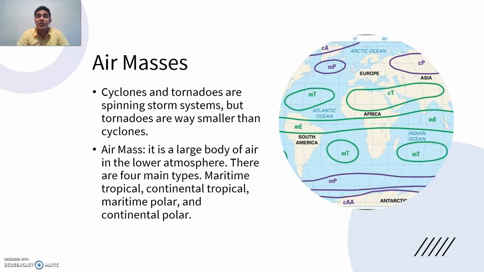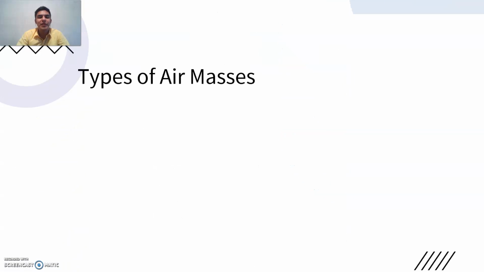And we have the definition for air mass. It is a large body of air in the lower atmosphere. There are 4 main types. So this is very important. Make sure to take notes of the 4 main types of air masses. We have maritime tropical, continental tropical, maritime polar, and continental polar. Okay? Now let's talk a little bit more about each one of them.